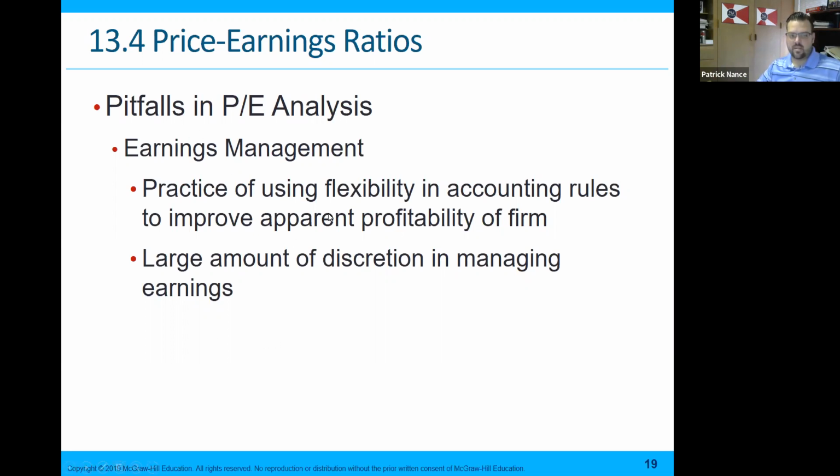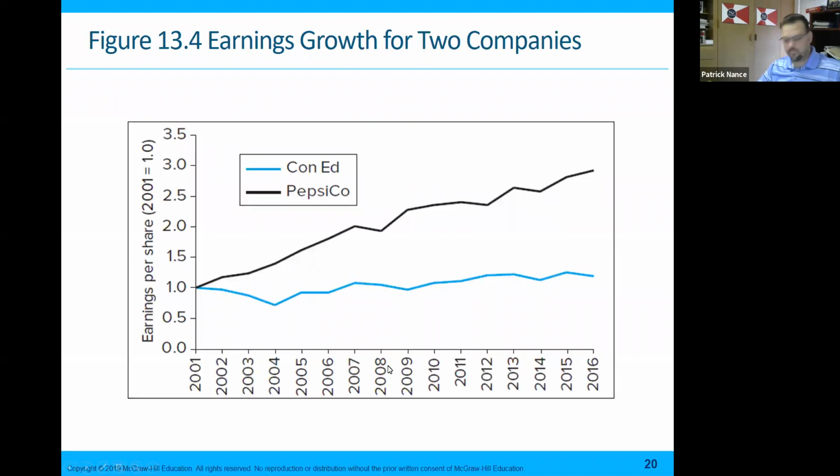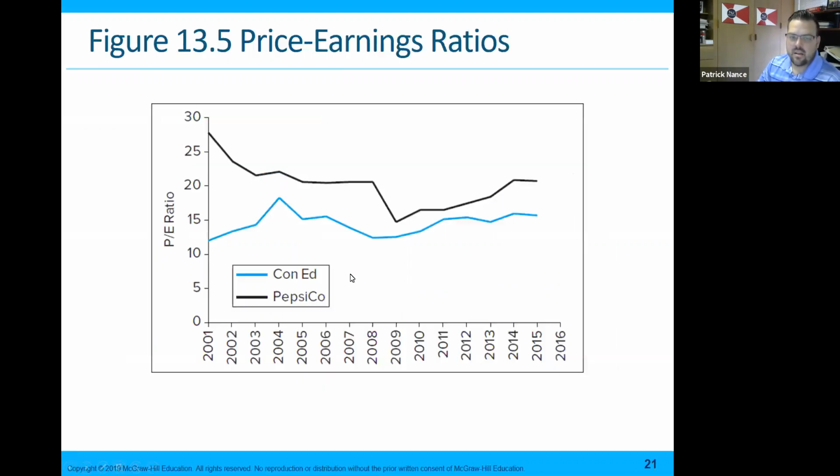And that's what earnings management is. This is actually what I'm probably going to write my dissertation on, in the earnings management area. This chart shows the earnings per share for Con Ed and PepsiCo, Consolidated Edison and PepsiCo, and graphs their earnings per share. The next one, for the same two companies, plots their PE ratios.